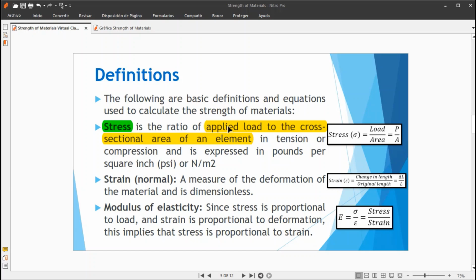So we are going to make the relationship of load. Remember that load is a force, an applied force. We are going to calculate the ratio. That means this division, right? You have the equation here. Stress equals load divided by area. Force divided by the cross-sectional area. So, applied load to the cross-sectional area of an element in tension or compression. This is something really important as well.